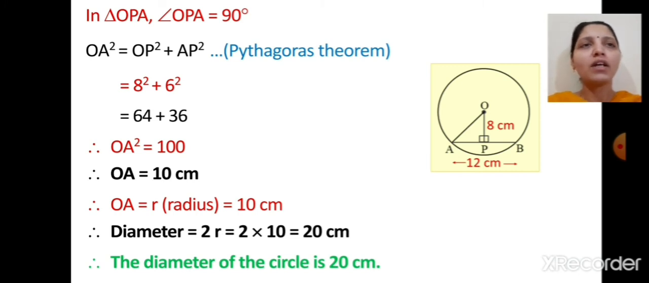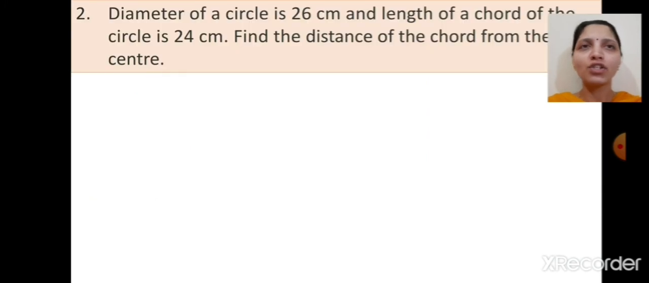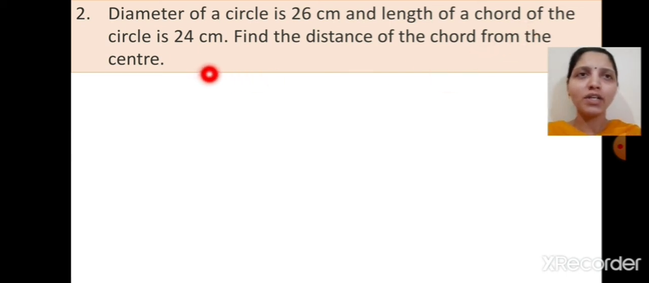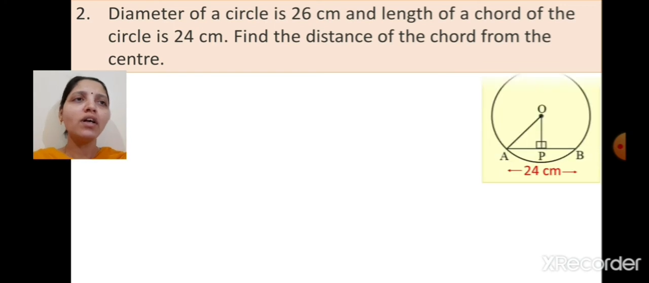I hope you all are understanding this. So let's move on to the next question. Diameter of a circle is 26 centimeter and the length of a chord of the circle is 24 centimeter. Find the distance of the chord from the center. So first we have to draw a diagram.